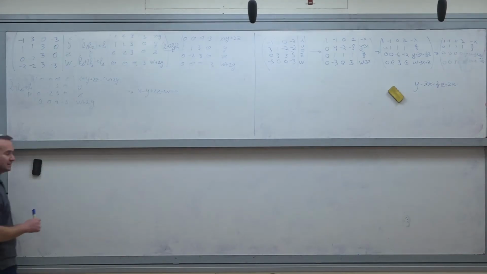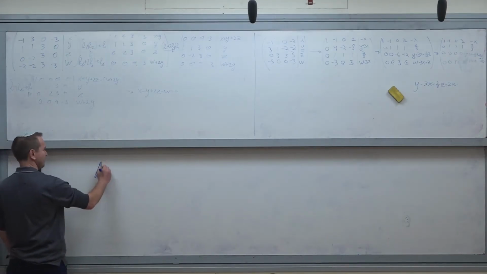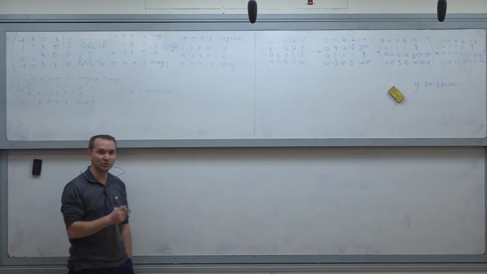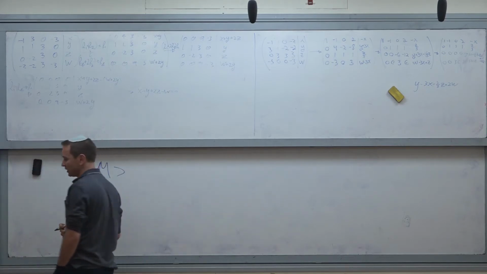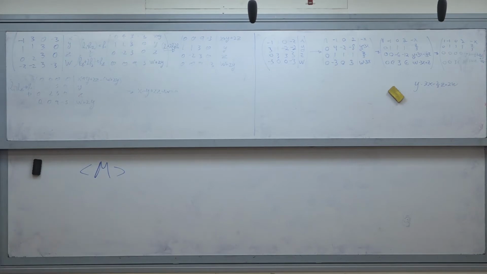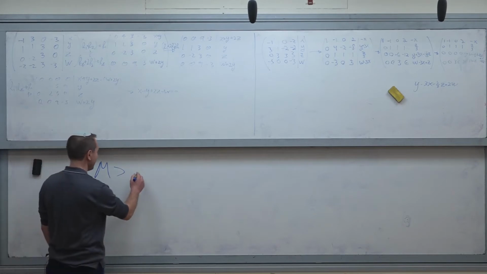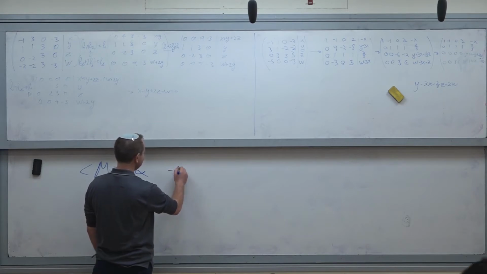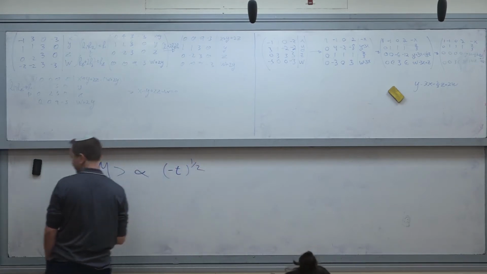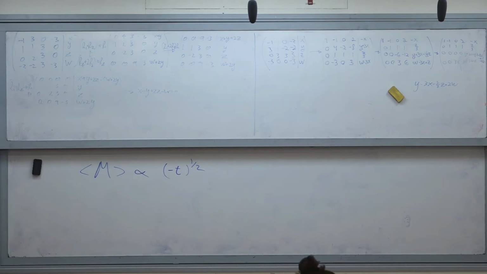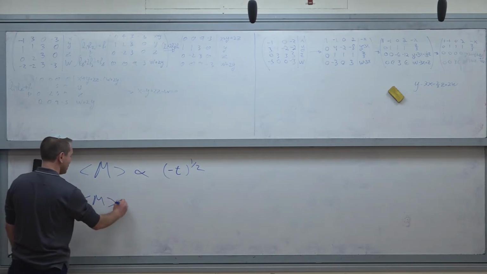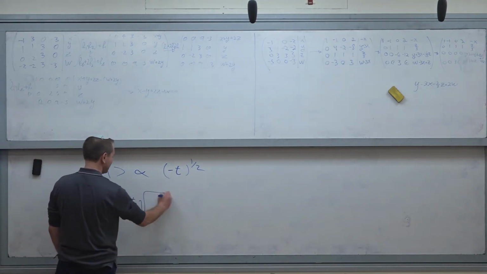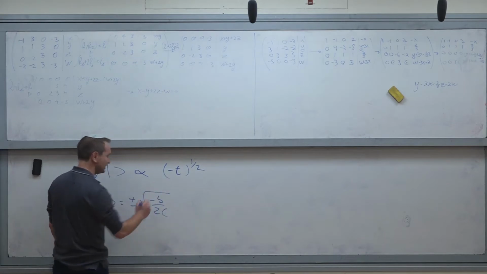So at the end of last lecture, we obtained that the average spin, or the average magnetization of a system near the critical point, behaved as proportional to minus t to the power 1/2. I think this is the expression that we got. Explicitly, we have obtained that this average was plus minus square root of minus b divided by 2c.